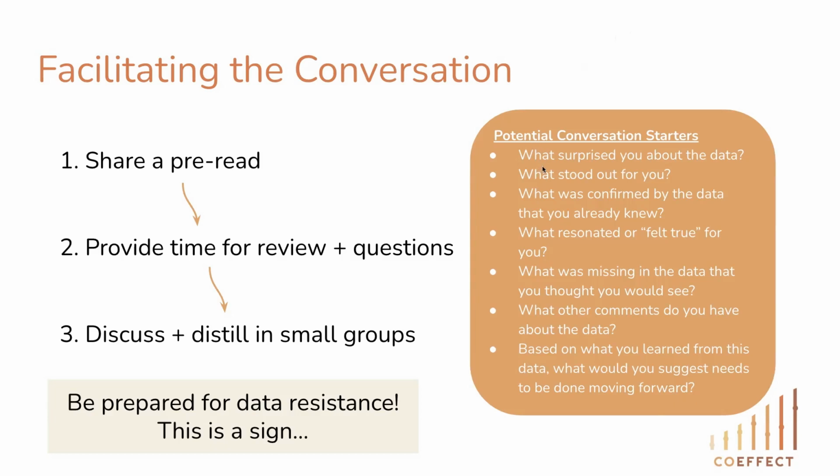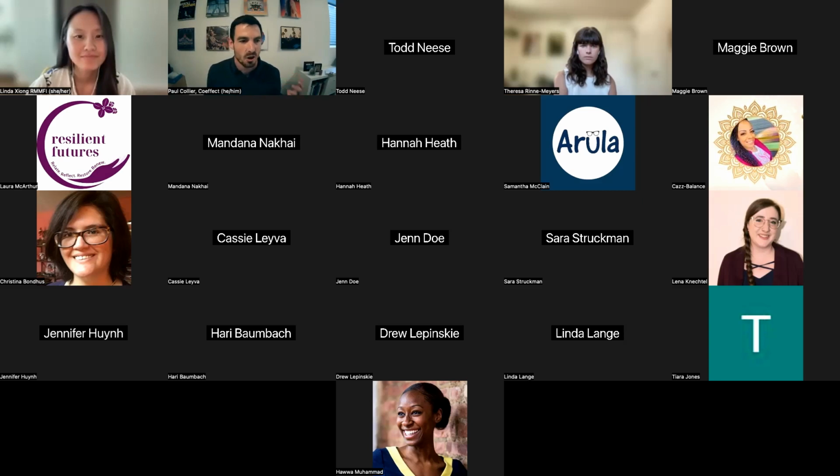Some of these are really about making sense of the data, like what surprised you, what stood out to you. Some of them help us understand the source, like what was missing from this data that you thought you would see? What other comments do you have about this data? Some of this is thinking about next steps: based on what you learned, what would you suggest needs to be done moving forward? Again, these will really vary depending on the kind of conversation you want, but I want to share these as a starting point. So when I talk about data engagement, this is the sort of thing I'm talking about. And Linda, I want to turn it over to you to paint the picture of what this actually looks like in RMFI's practice.